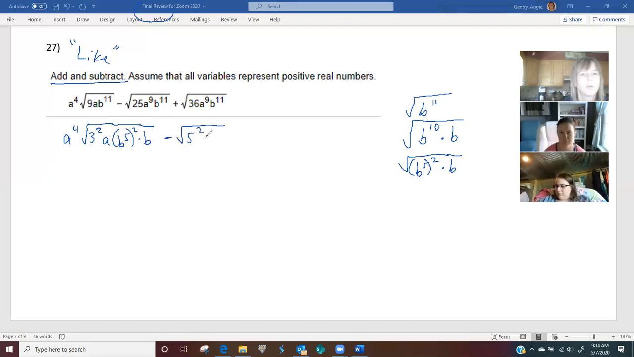Then we have minus. 25 is a 5 squared. A to the 9th can be split into a to the 8th. But I need a 2 here, so that needs to be a 4 times a. Do you see it? So some of this will take you a little longer, and that's not a problem. But 4 times 2 is 8, plus 1 is 9. B to the 11th, so that again. So you could have gone ahead and simplified them all the same, but I'm trying to be consistent.